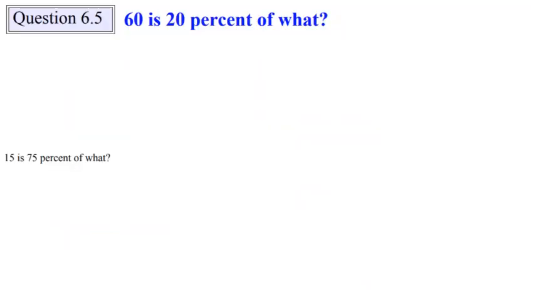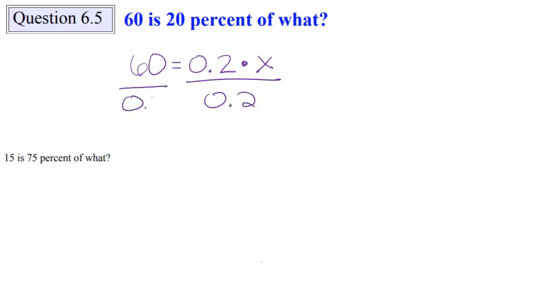Okay, the last lesson for today is a percent problem, but again, it's a different type. So this is going to be 60 is equals 20%, which is 0.2, of is multiplication, and what is going to be x. So now I'm going to divide both sides by 0.2. Show your side work for this. 60 divided by 0.2 equals 300.